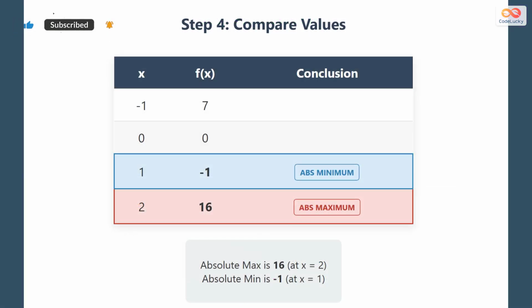Finally, we compare our results in a table. Our y values are 7, 0, -1, and 16. Which is the largest? 16. So 16 is our absolute maximum. Which is the smallest? -1. So -1 is our absolute minimum. Notice how the critical point at 0 was neither a max nor a min in the global sense.